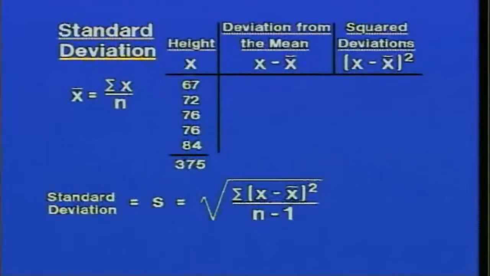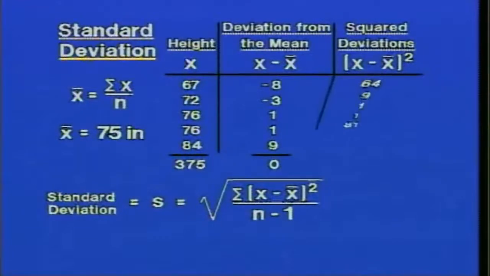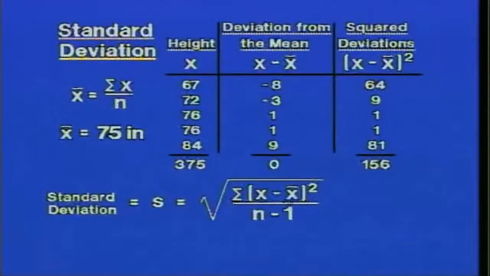So we would write the equation for x bar and then make the calculation. Then we figure out the deviation from the mean. And I'm putting a sum here just for emphasis. We know that the sum of those deviations from the mean is going to be 0. Then we square those values and add those squared values, and now we're ready to apply the formula. So it's the square root of 156 over 4.